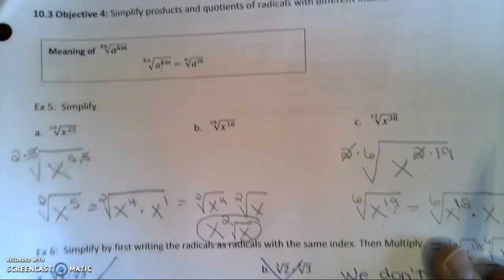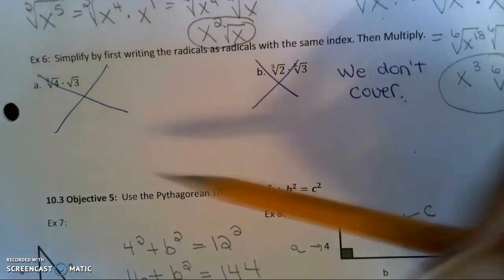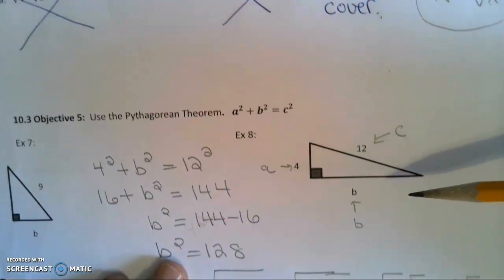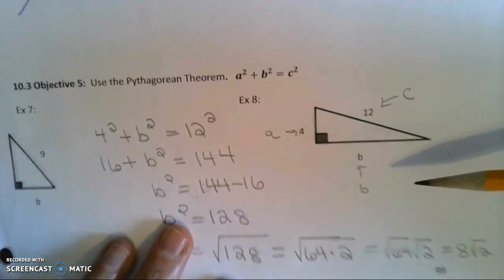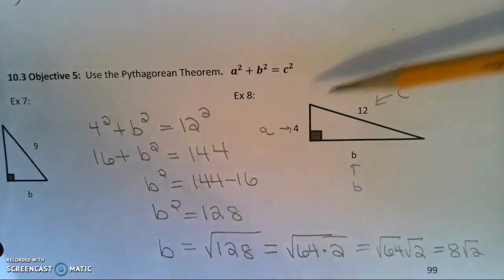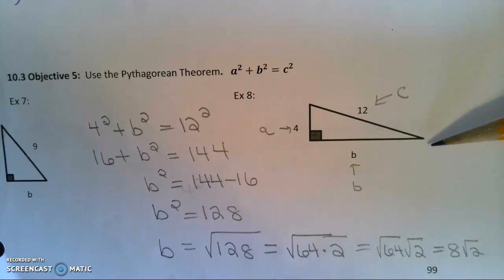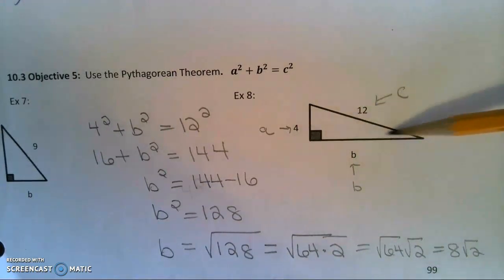I'm going to go ahead and work on the bottom of the sheet. These examples are not in the homework. We took them out. But I do want to do one with the Pythagorean theorem, which is objective 5. The Pythagorean theorem you've probably seen before. You have a right triangle. This is called the hypotenuse. This leg squared plus this leg squared is equal to the hypotenuse squared.